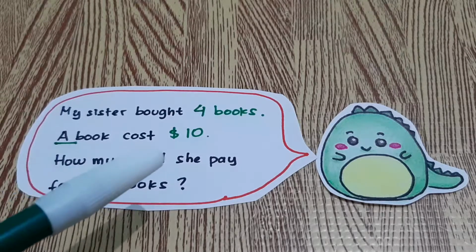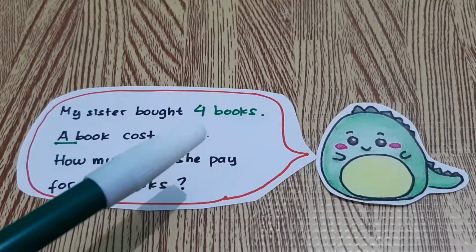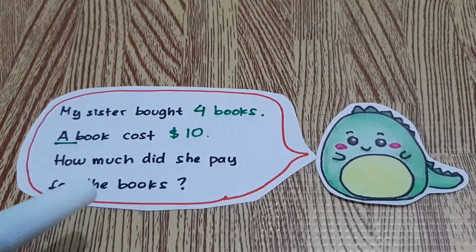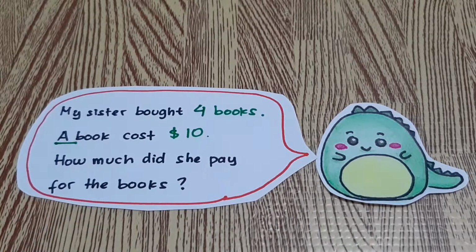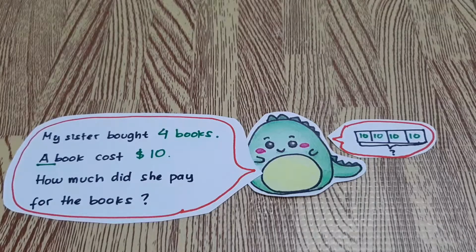So if 1 book costs $10, how about 4 books then? How much did she pay for the books? Do you understand? To make it easier for you to see, I made the model. Remember how many books are there? 4. And then 1 book costs $10, right? So remember I'll teach you about the group thingy. Which one is the group? Which one is the number inside? Do you know the total?